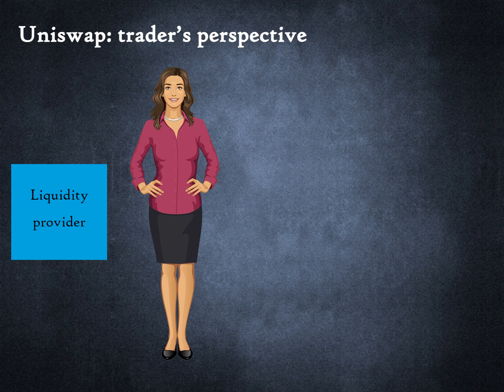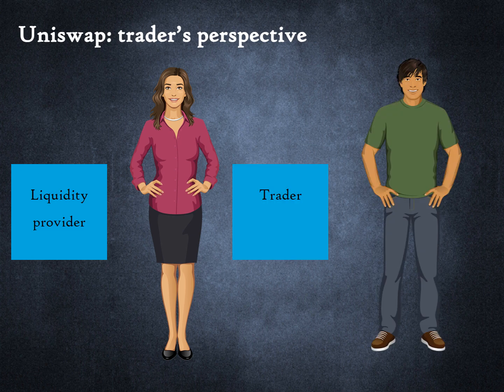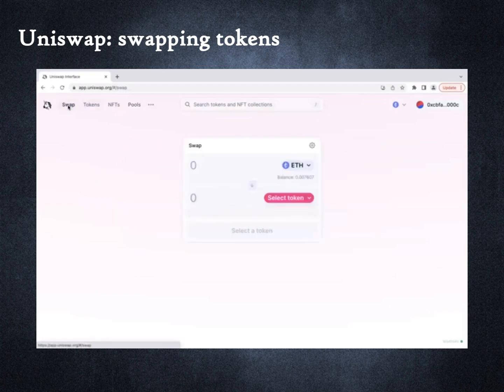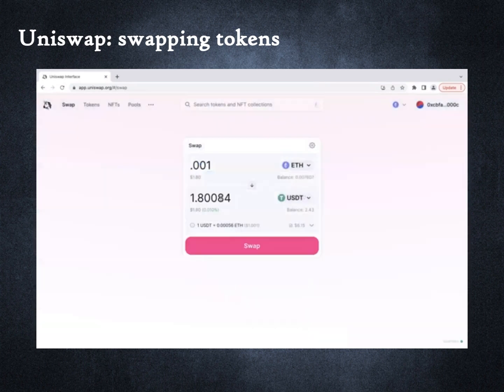So far in this lesson, we have looked at Uniswap from the perspective of the liquidity provider. Next, let us look at it from the trader's perspective. I will now proceed to the Uniswap app and click on the Swap tab. The app can see that my MetaMask wallet has some Ether in it. I now enter a small amount of Ether I want to swap with Tether. I can see that I am getting from the Uniswap pool about 1.80084 Tether. I can see the exchange rate here.